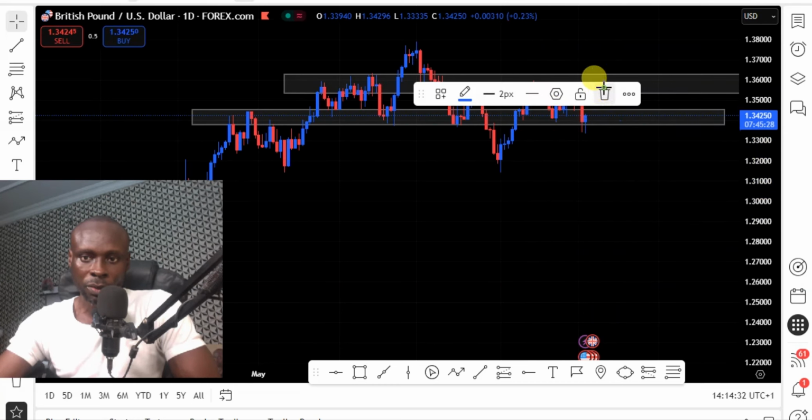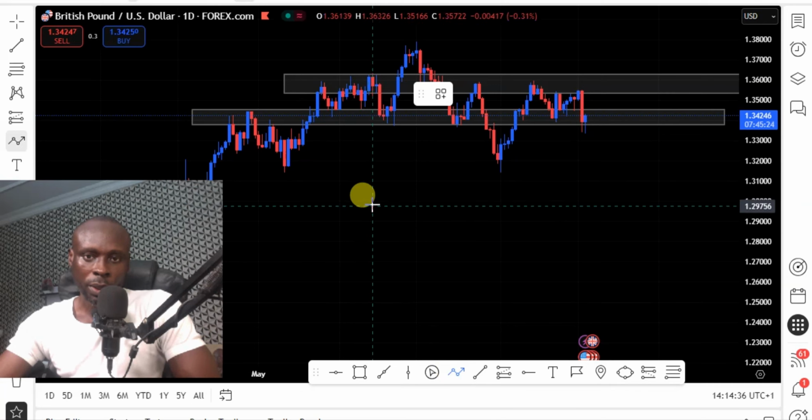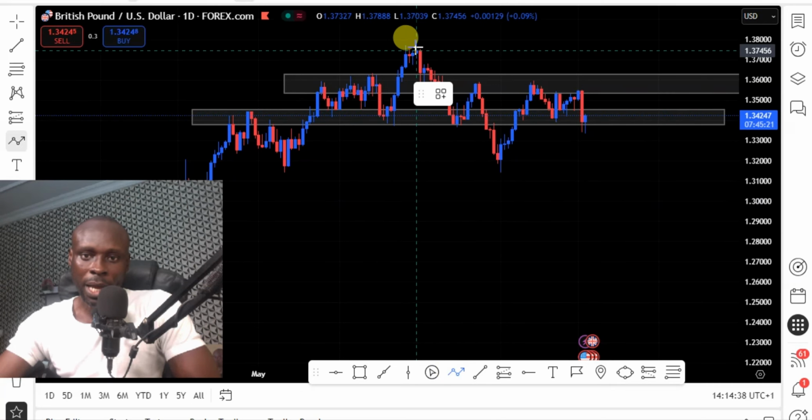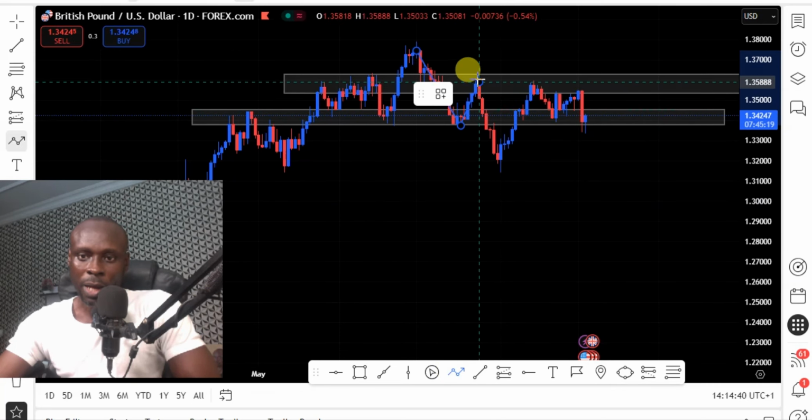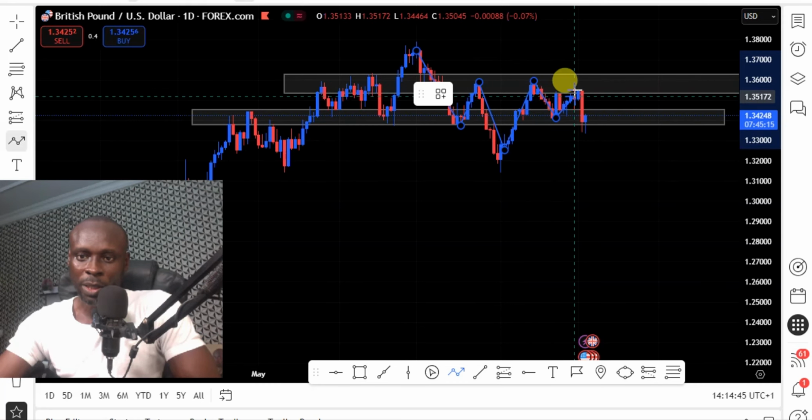We still have a downtrend structure on the Great British Pound USD, which indicates more sell for this week. We still have this higher high, then we have a lower high, a lower high, then we now have this inner structural movement. These are inner structural movements.